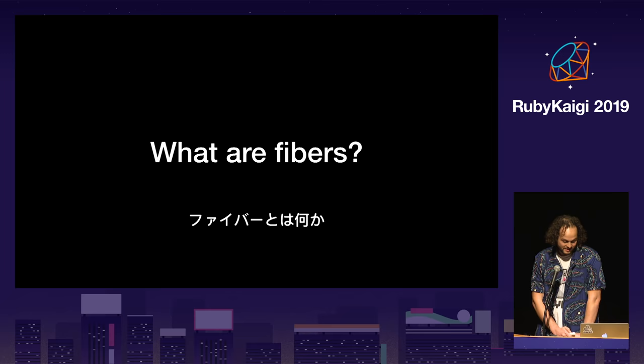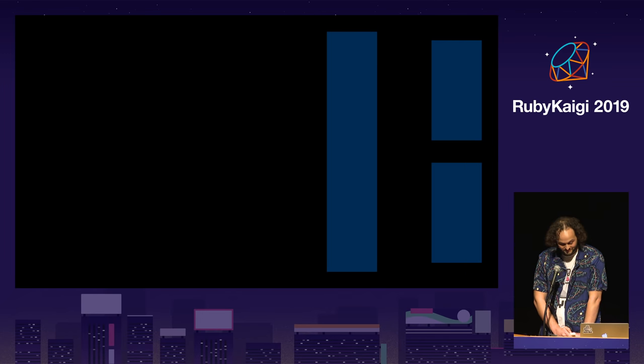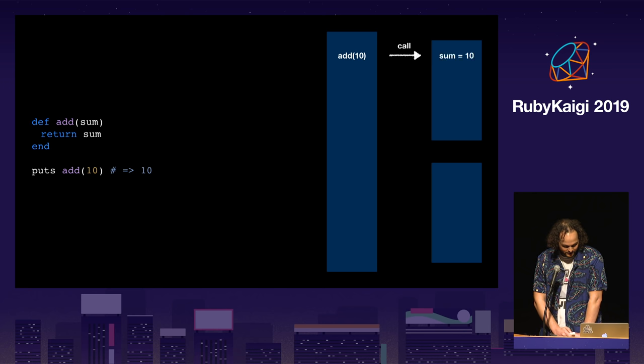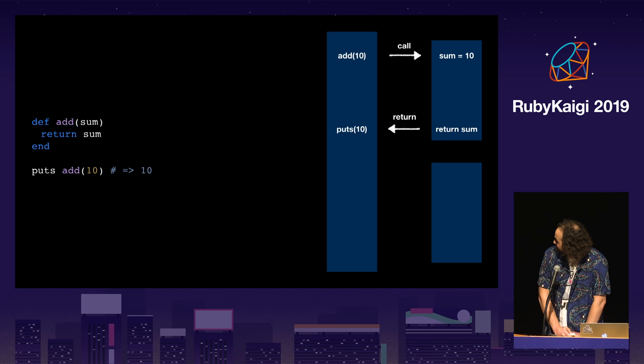Fibers are like functions, but they have their own stack. Here is a normal function called sum. It takes one argument and returns it, which is just the argument that it received. Let's see how it behaves. The first time we call it with 10, the local argument receives the value of 10, and then it returns 10. It's fairly straightforward, and we print it out.